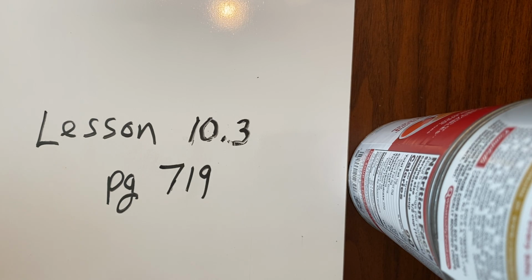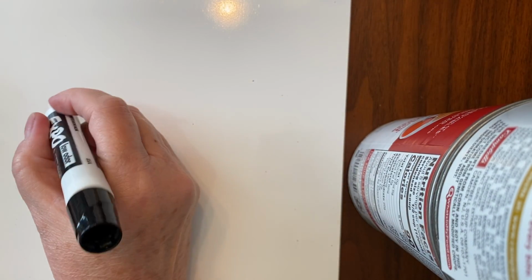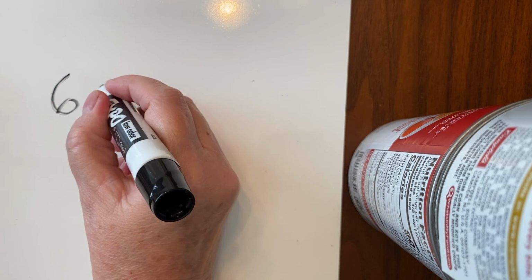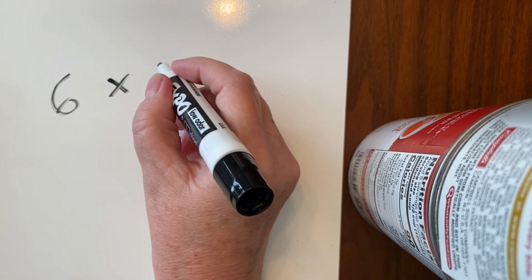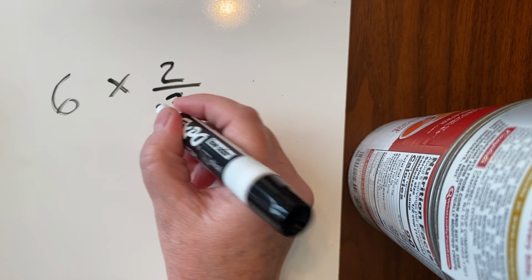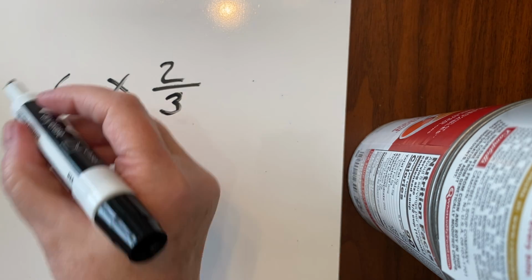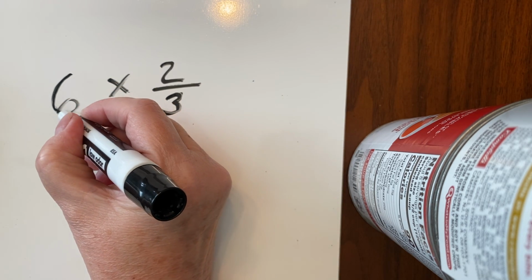So here is lesson 10.3 and it starts on page 719. And let's do an example right here. Let's do an example of 6 times 2/3. So we're going to do 6 times 2/3, and we're going to do this using models. And I think it just helps you see this a little bit better, to understand it.